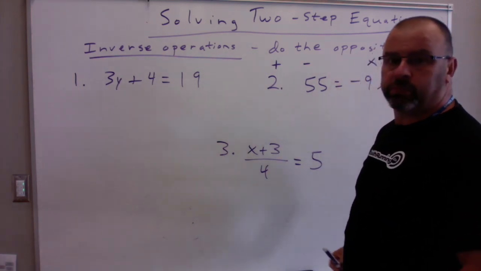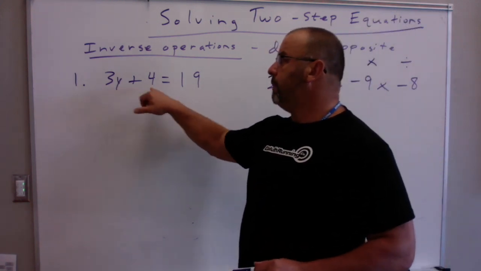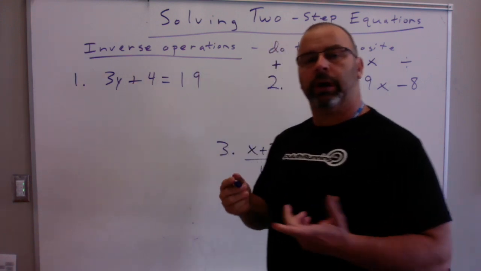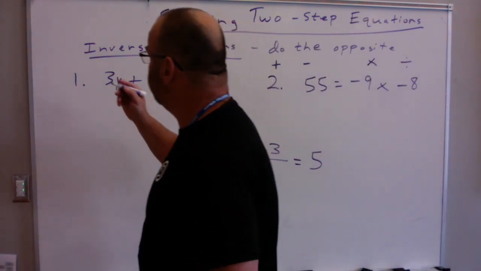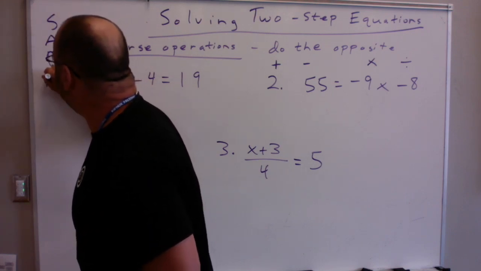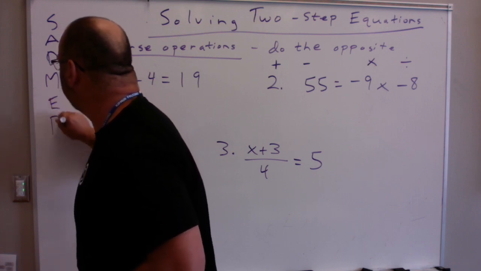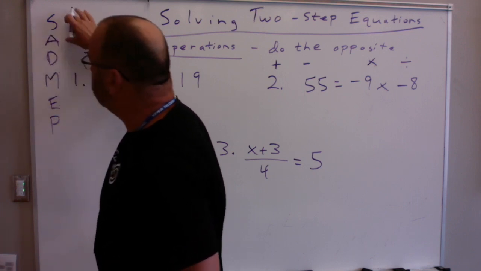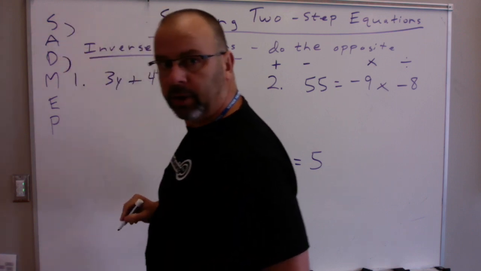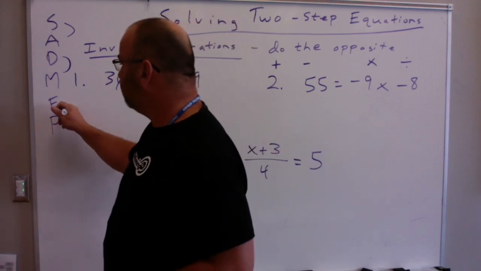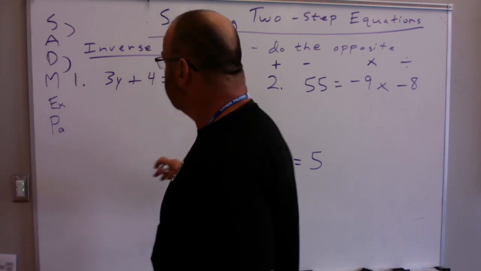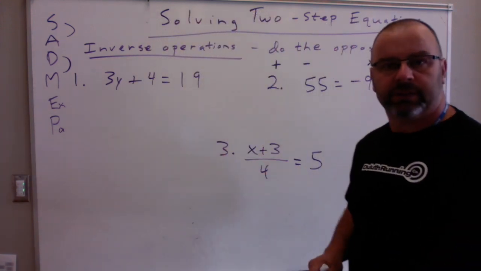So let's look at our first problem here. 3y plus 4 equals 19. So we're going to work backwards here, okay? We're going to do PEMDAS backwards. In other words, we're going to do what's called SADMEP, okay? So we're going to work backwards when we solve equations. We're going to do the adding and subtracting first, okay? Then we're going to undo the dividing and multiplying, and then we're going to undo the exponents and the parentheses, okay? All right? So in this case here, 3y plus 4 equals 19.